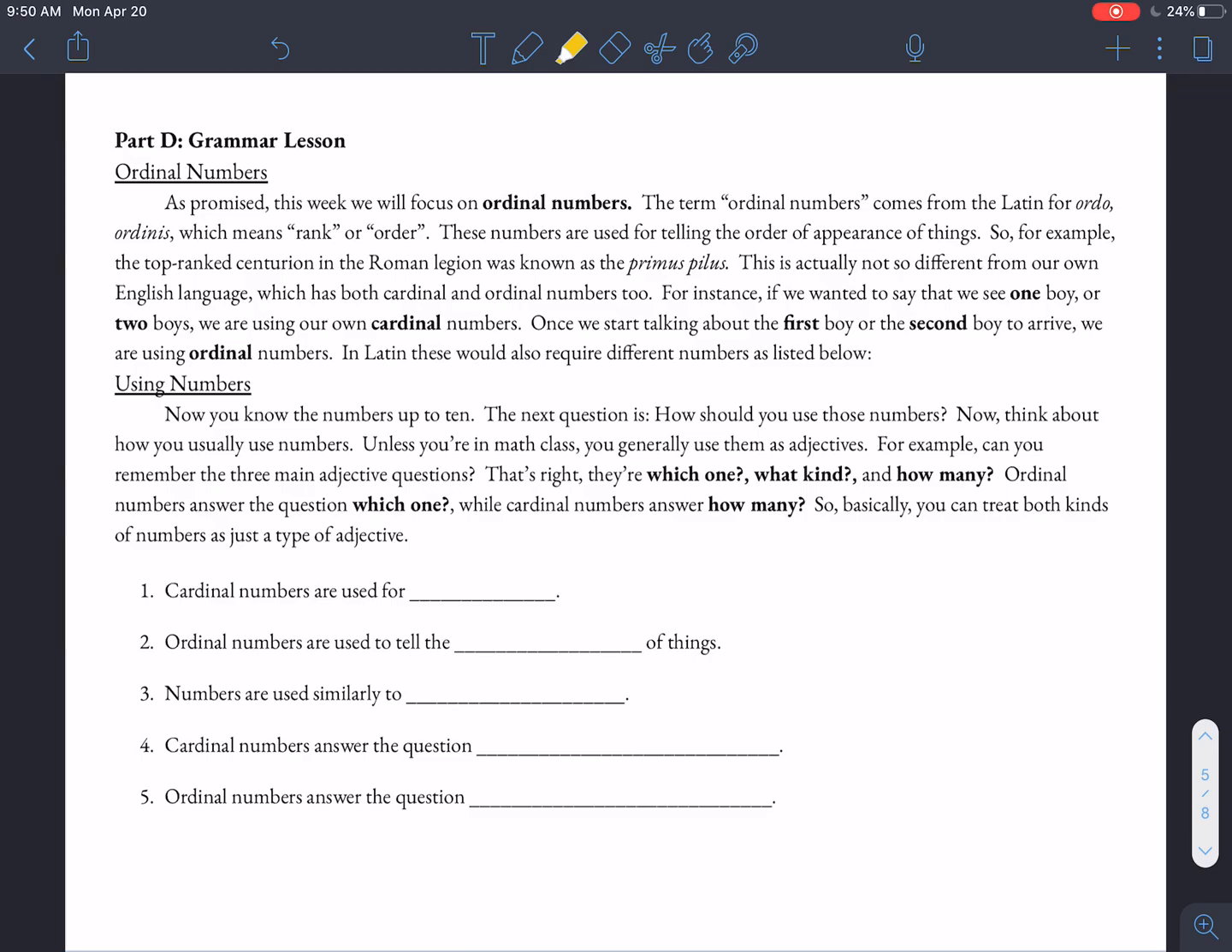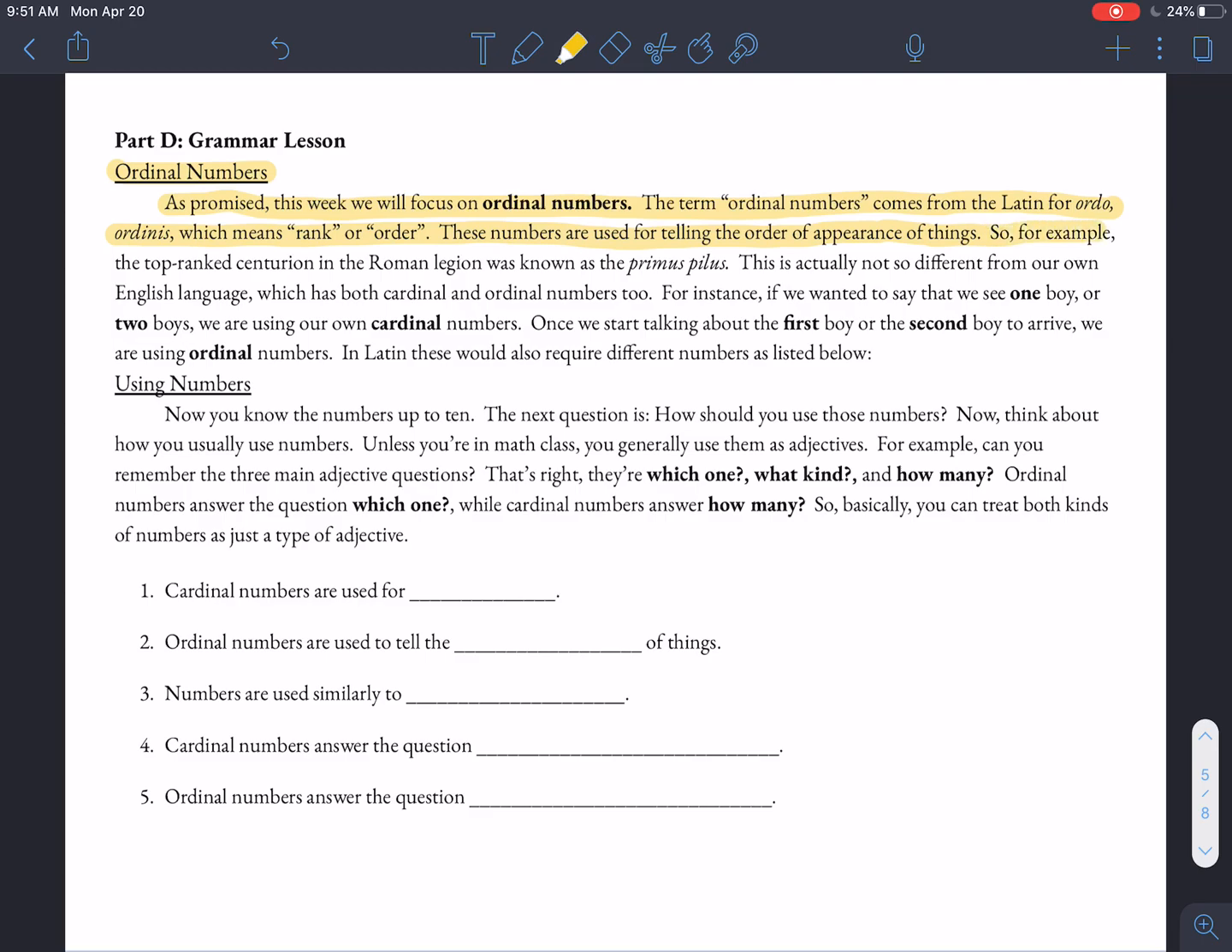So now let's go through our grammar lesson for this week. I'm going to do this very similarly to the way we did it last week. I'm going to read it out loud, and you can follow along. It's in your packet as well. So ordinal numbers. As promised, this week we will focus on ordinal numbers. The term ordinal numbers comes from the Latin ordo ordinis, which means rank or order. These numbers are used for telling the order of appearance of things.